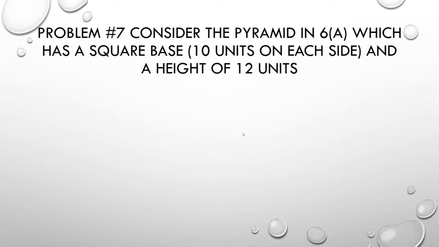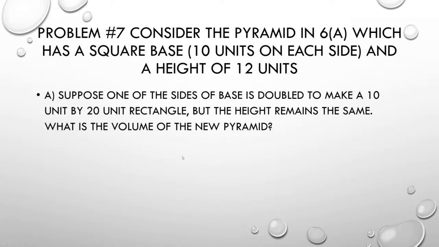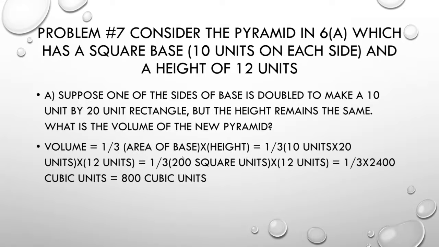First, we're going to take a look at problem number 7. Number 7 says, consider the pyramid in problem 6, part A, which has a square base, and that base is 10 units on each side, and has a height of 12 units. Part A of problem 7 says, suppose one of the sides of the base is doubled to make a 10 unit by 20 unit rectangle, but the height remains the same. What is the volume of the new pyramid?